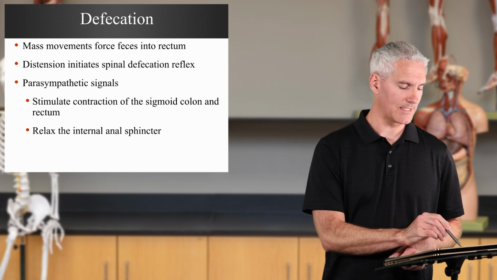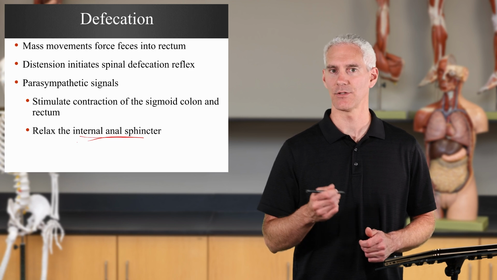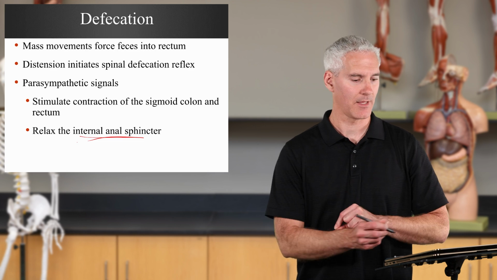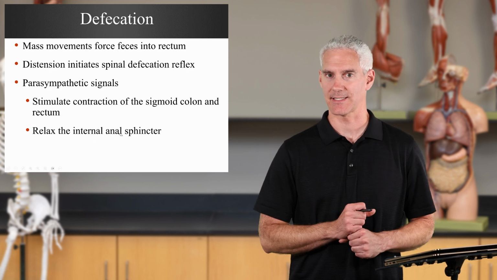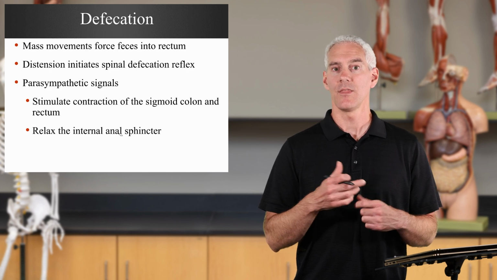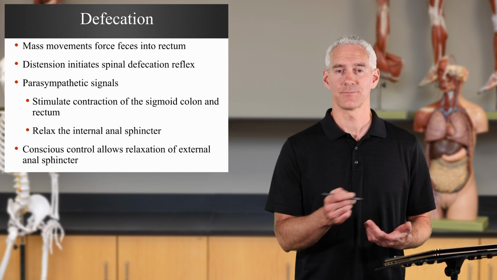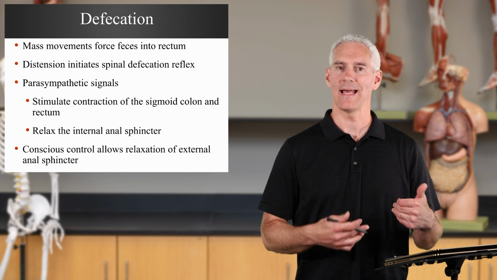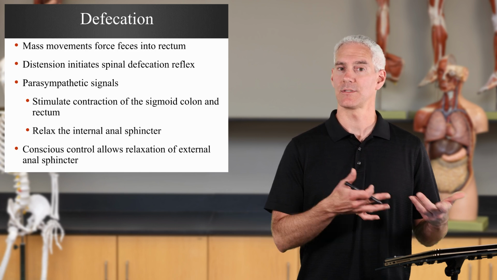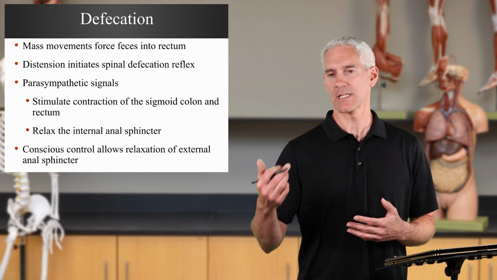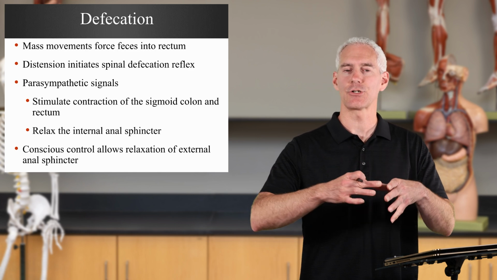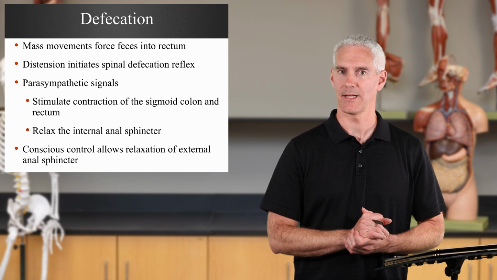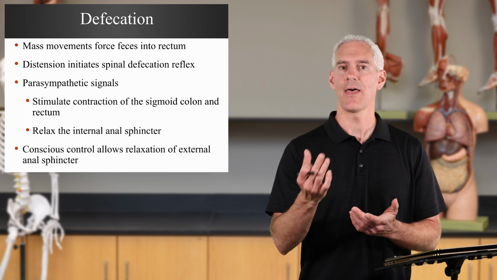You also then initiate relaxation of the internal anal sphincter. Remember, the internal anal sphincter was a smooth muscle sphincter. So you have to have your body saying to relax that. You can't consciously do that. That means at this point, the only thing left is the external anal sphincter. Then you have to consciously open up or relax the external anal sphincter to allow defecation to occur. So the sigmoid colon and the rectum both contract, the internal anal sphincter opens and relaxes. You have to consciously open and relax the external anal sphincter because it's skeletal muscle, and then defecation will occur.